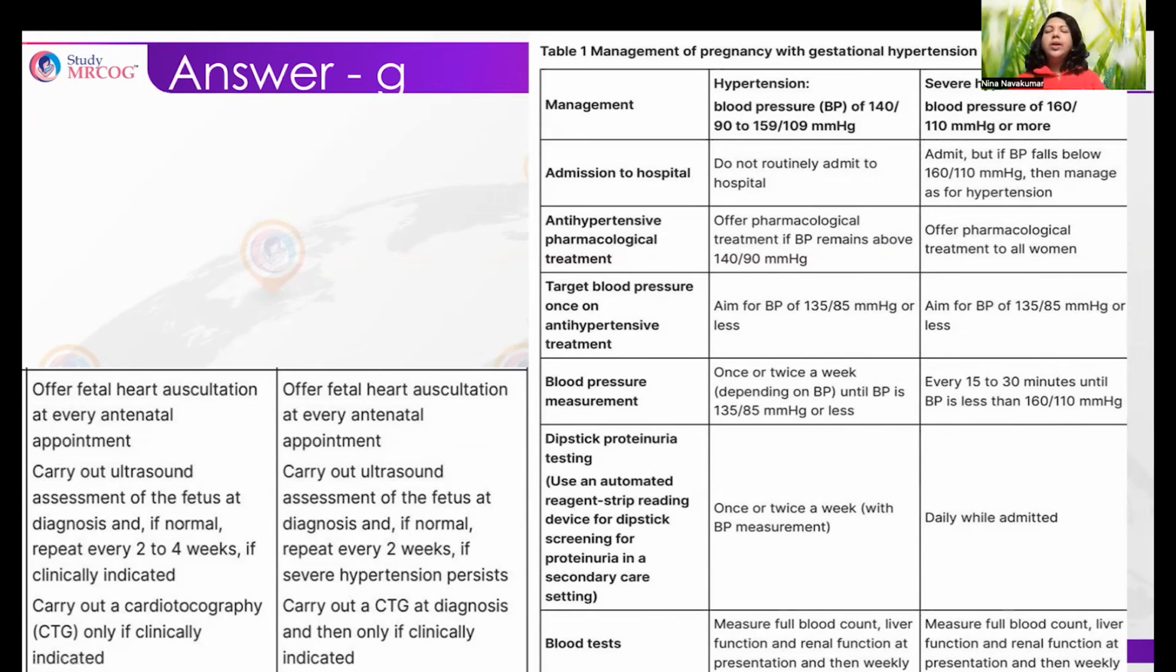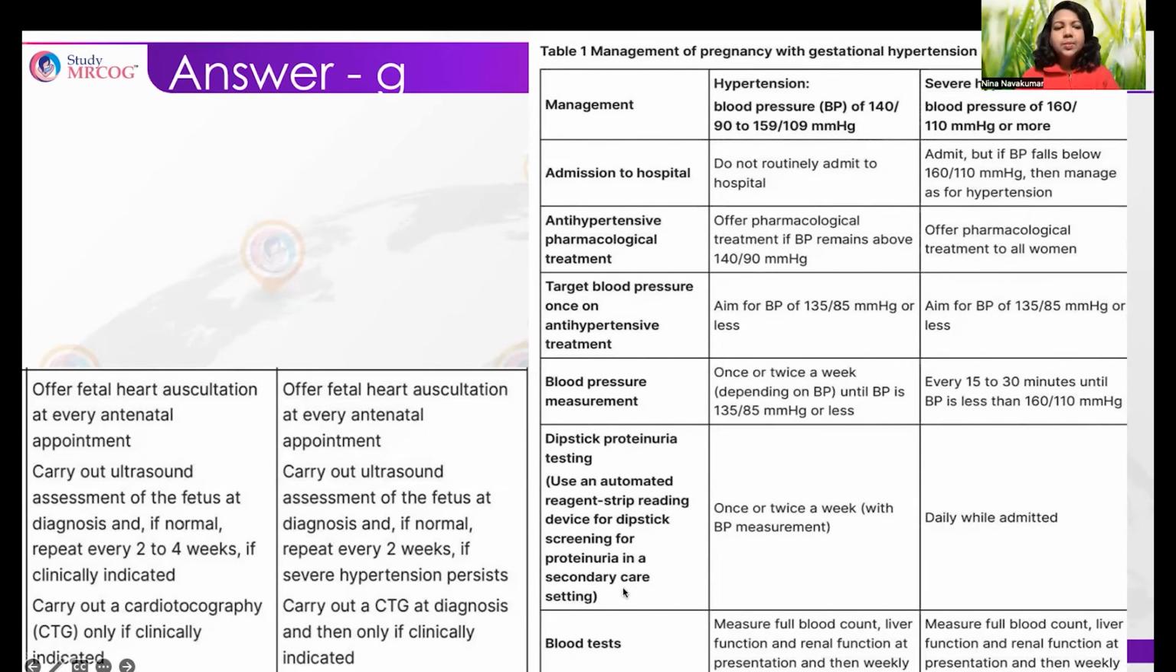Whether dipstick proteinuria is to be done, yes, it can be done once or twice a week. No need to do routine or daily proteinuria assessment. And that is another change given in this guideline, as the management is not based on the proteinuria level, as it doesn't actually correlate with the severity of the hypertension. Blood investigations we need to do at the first time of diagnosis: a complete blood count, liver function test, renal function test, and then we have to repeat it weekly.